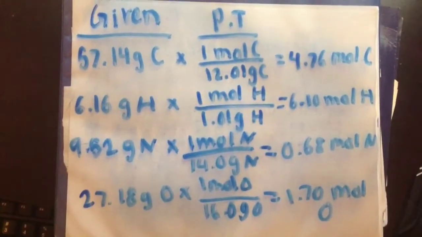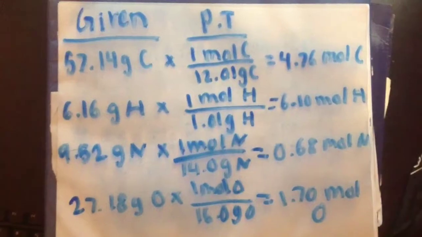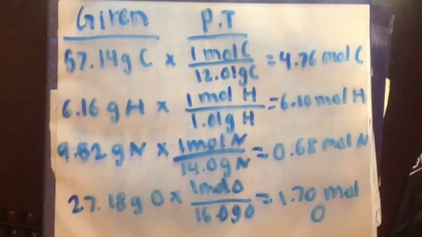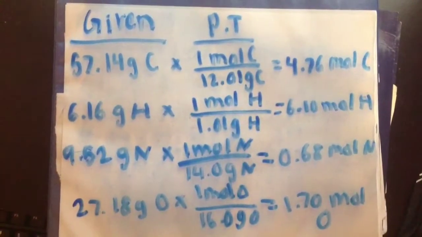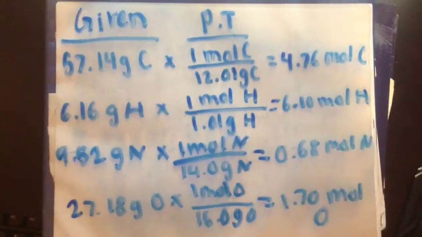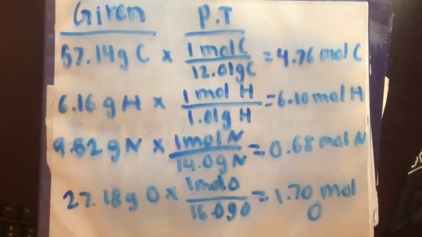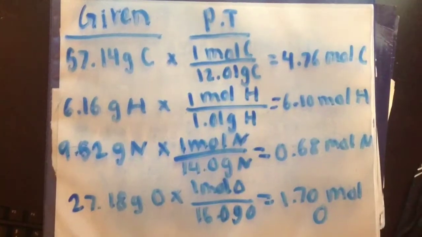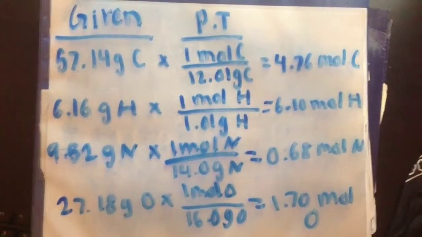Now we will convert the mass of each element to moles using the molar mass from the periodic table. So on the board it says PT, that stands for periodic table. So what's given? The 57.14 grams carbon times 1 mole C divided by 12.01 grams of carbon. So what is on the periodic table? And that will get you 4.76 moles of C.